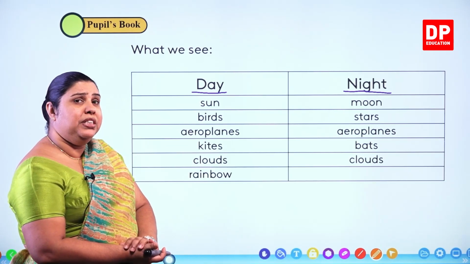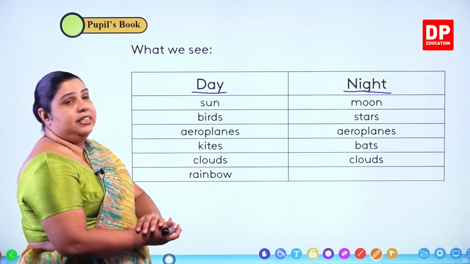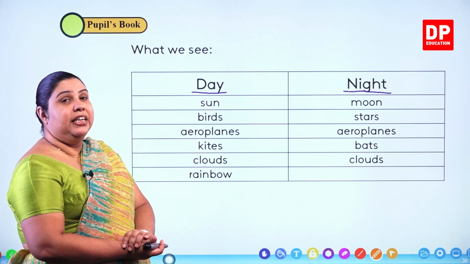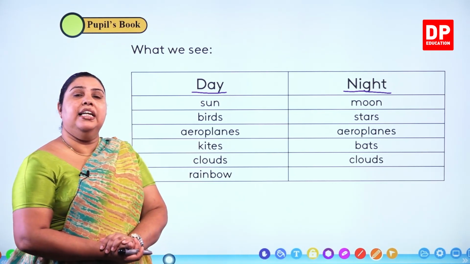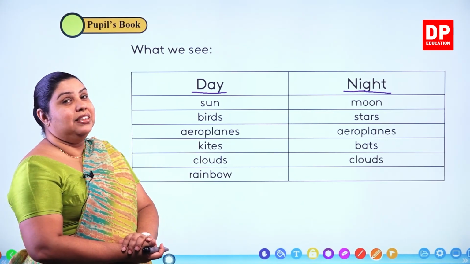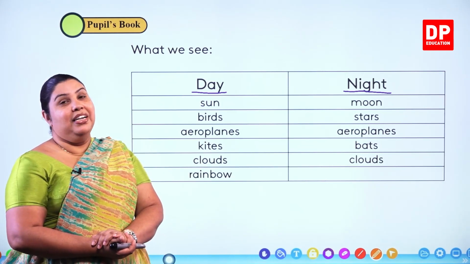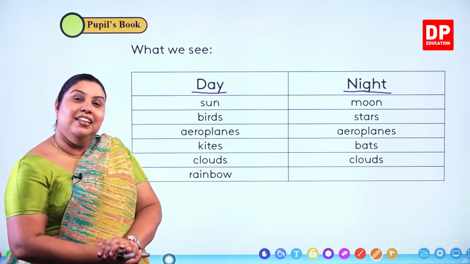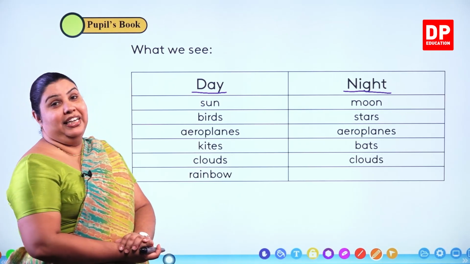Other than that, what do we see in the sky? Kites. Kites is what we call a kite.